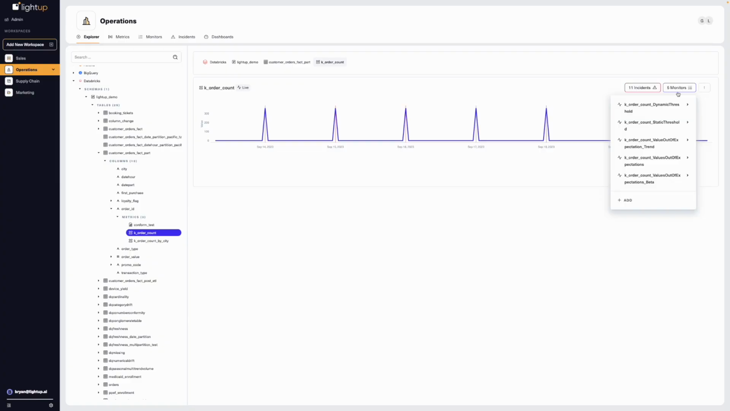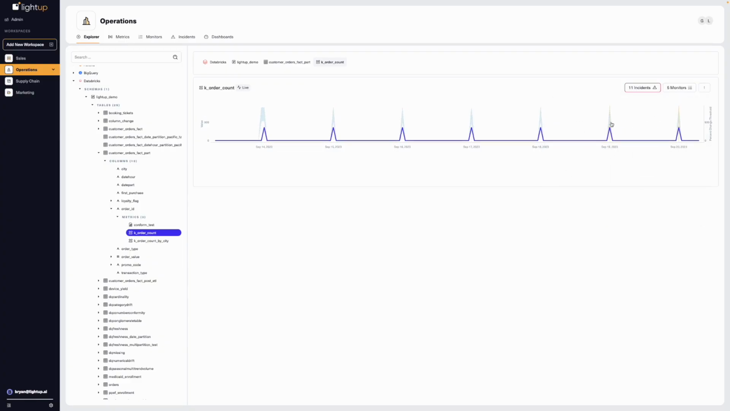So we're not looking at a general growth over time. We're looking at specifically from one day to the next day comparison. So this is what it looks like with dynamic threshold being set within Lightup. You can see that day over day change looks a little bit different for each day that's there.